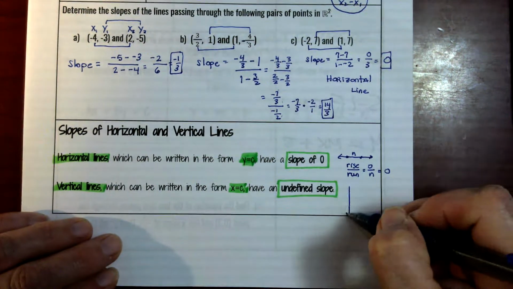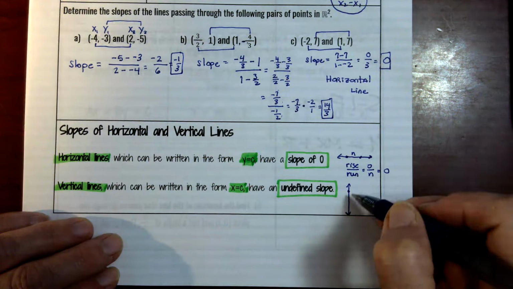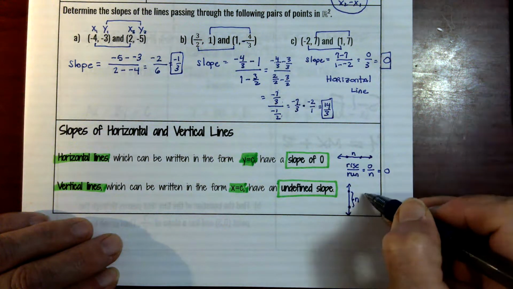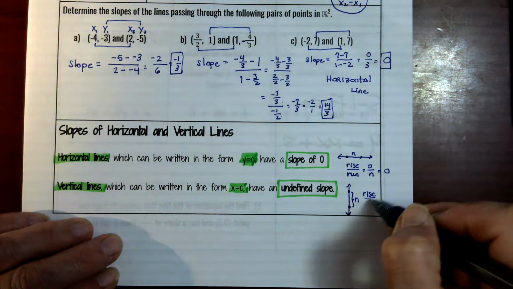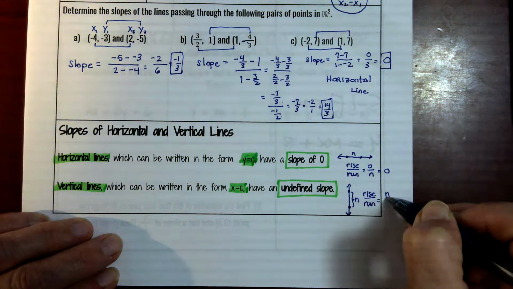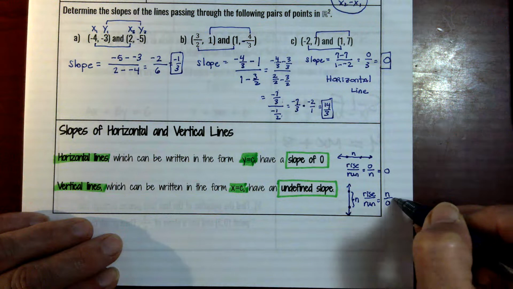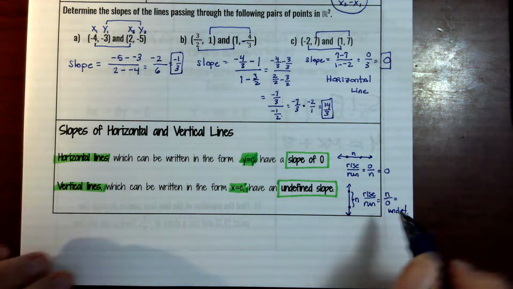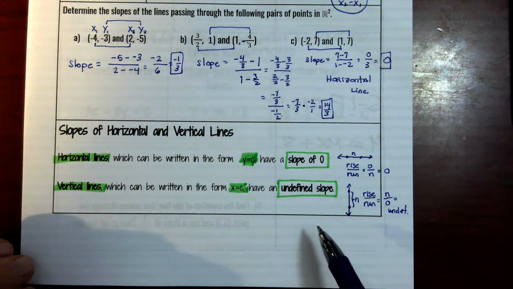All right, similarly, a vertical line, let's say there's 2 points in the vertical line here, will have a rise, but no run. So it would be n over 0, which we know is undefined. You can't have 0 in the denominator, can't divide by 0. So a vertical line has an undefined slope.